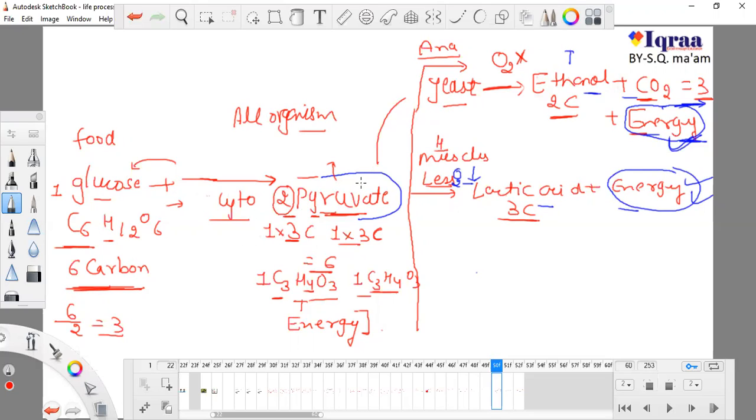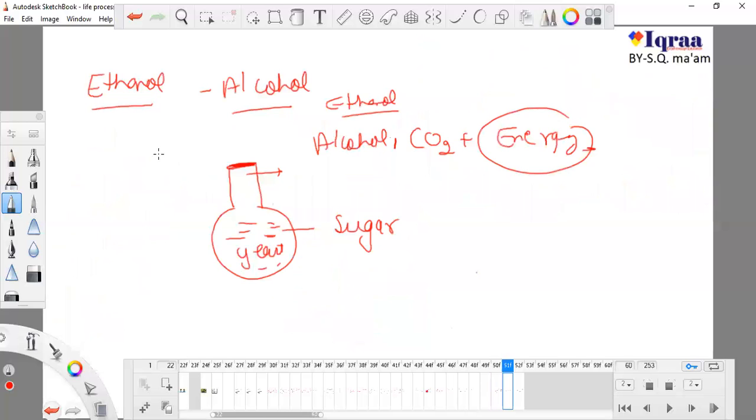So by the production of pyruvate, two molecules of pyruvate are formed, and this is the chemical formula. We know that from six atoms of carbon, two molecules of pyruvate form, and each has three atoms of carbon. Okay, so we know how yeast goes for its respiration, and in its respiration yeast uses pyruvic acid.